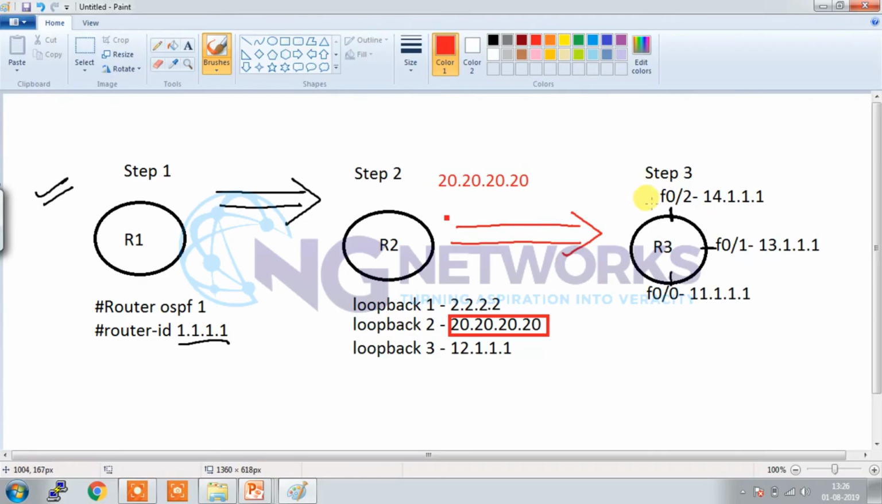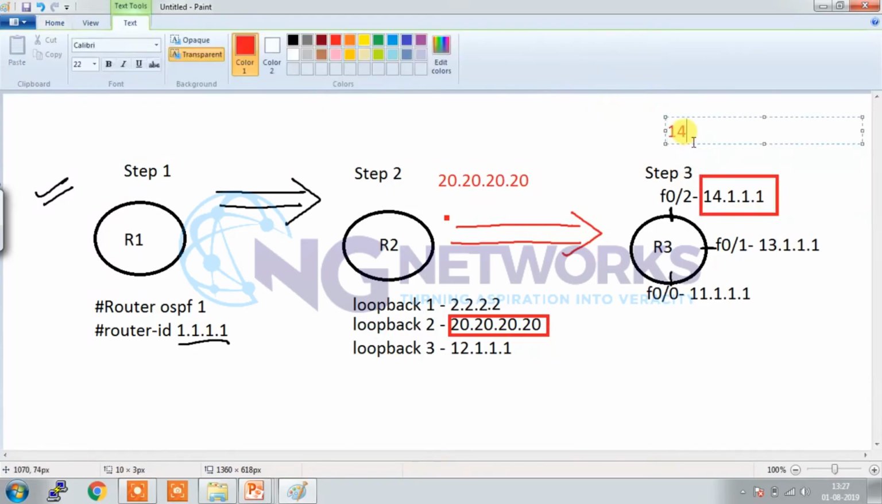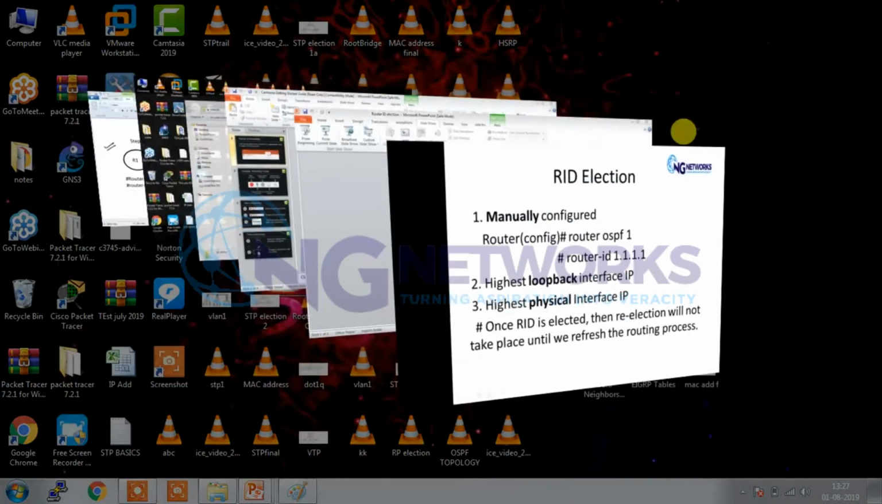But yes, if there is no loopback interface as well, so in step 3, if there is no manually configured router ID and there is no loopback interface on the router, then the router will check the physical interface IP. So the highest physical IP will be elected as your router ID. So out of these three, which is the highest IP? I believe this is the highest IP. So automatically for this, the router ID will be elected as 14.1.1.1. So this is how the router ID election takes place.